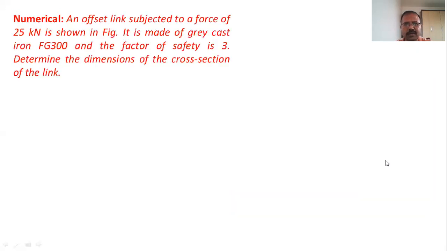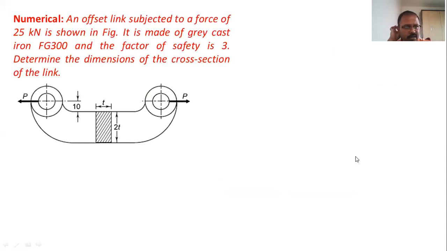Then we will solve a numerical based on the concept of eccentric loading. Here is an offset link shown in the figure. The load is acting over here and the geometrical axis or centroidal axis is somewhere here, at 2t divided by 2 from the bottom or the top. So here is the geometrical axis and the load is here. How much is the eccentricity in this case? 2t divided by 2, that is t, plus 10 will be the eccentricity.